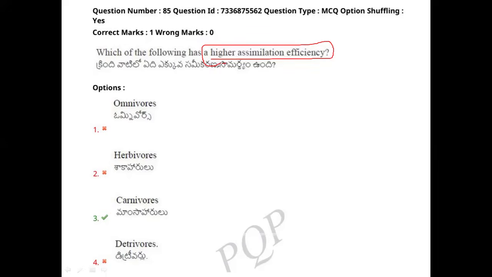You cannot break down, you cannot produce complete assimilate. Next comes the non-vegetarian, where the tissues or nutrients present in the animals are more, so we can digest easily and assimilate easily. So carnivorous animals, completely non-veg, will have the higher assimilation.